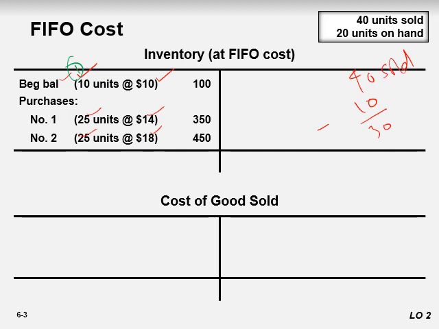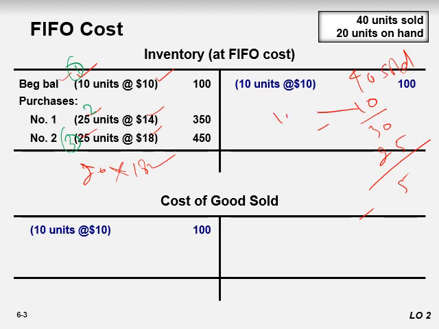And then the next order is here, 25. Still 5 left, right? And this 5 will be sold from this order. So how much do we have here? We have 20 left here. And what is the cost? The cost would be 18, right? And what is the cost of goods sold? We already know that this 10 is multiplied by 10, this 25 is multiplied by 14, and this 5 will be multiplied by 18. So this is the order we have to remember, that first in first out.